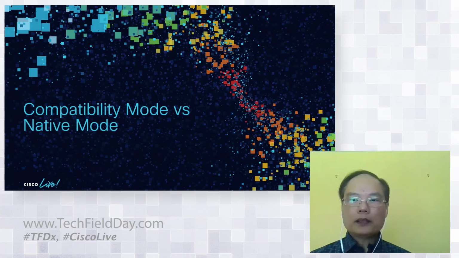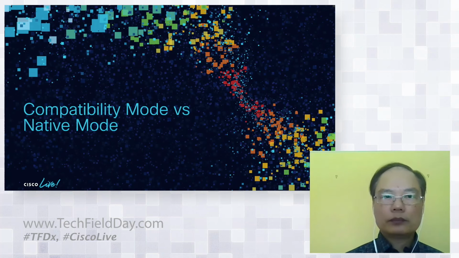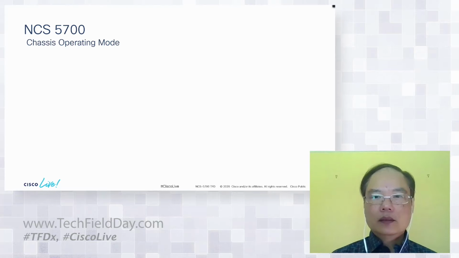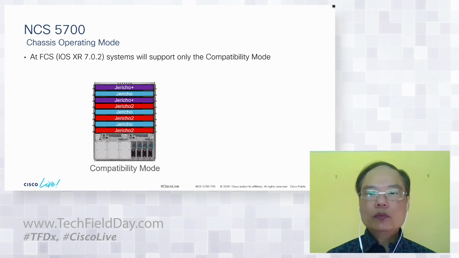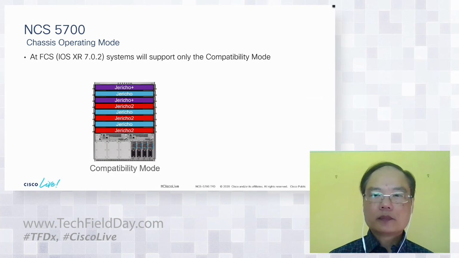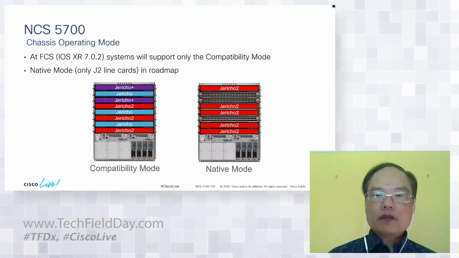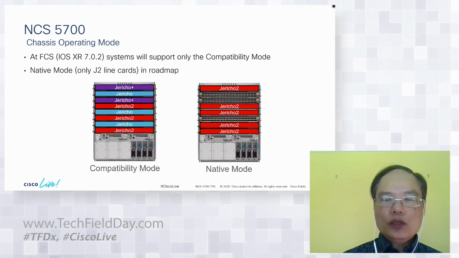So let us compare compatibility mode and native mode in Jericho II. NCS 5700 has 2 operating modes. At FCS of IOS XR 7.0.2, we will support only compatibility mode, in which we could mix Jericho II line cards with Jericho and Jericho Plus line cards on the same chassis. In future IOS XR versions, we will support native mode after all line cards are migrated to Jericho II or with new installations with only Jericho II line cards.